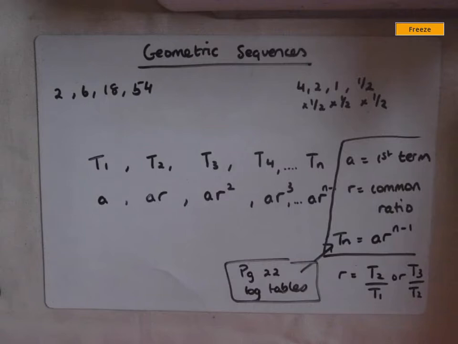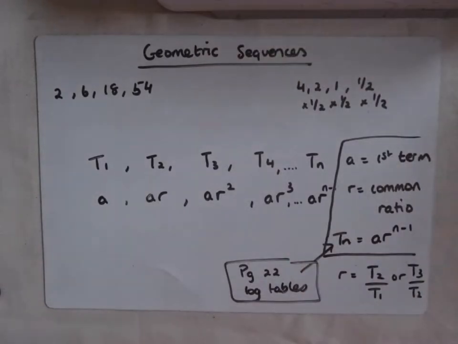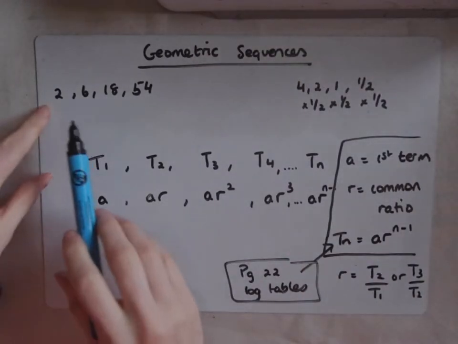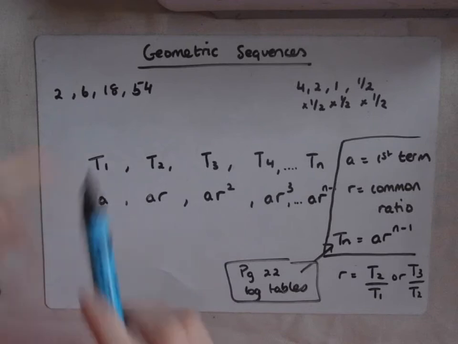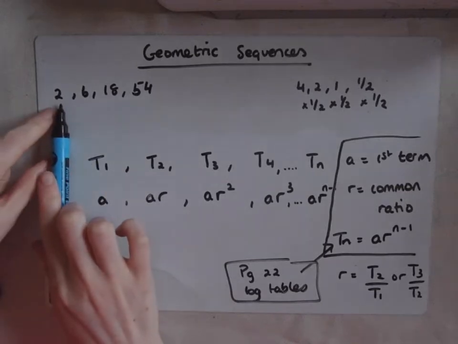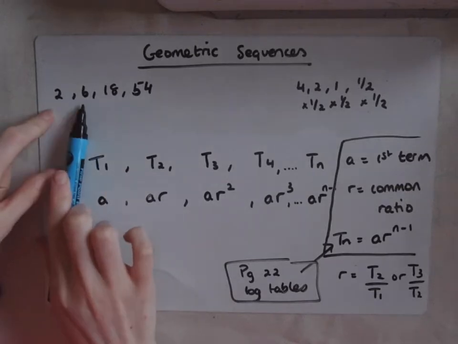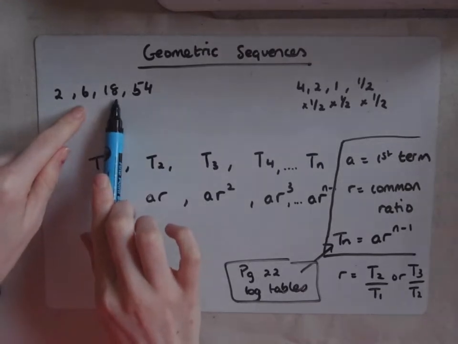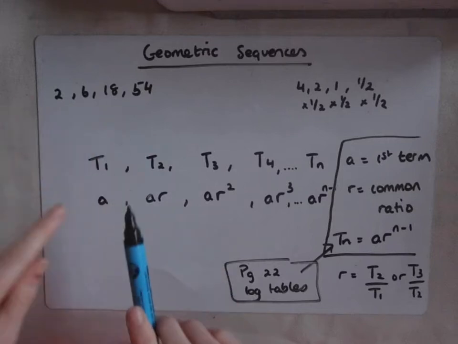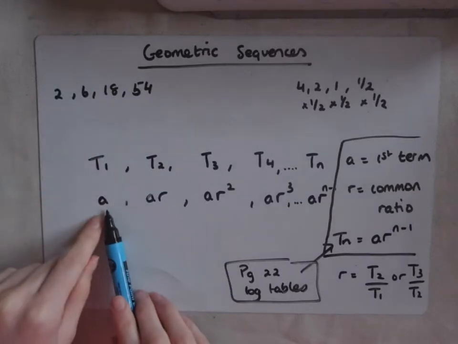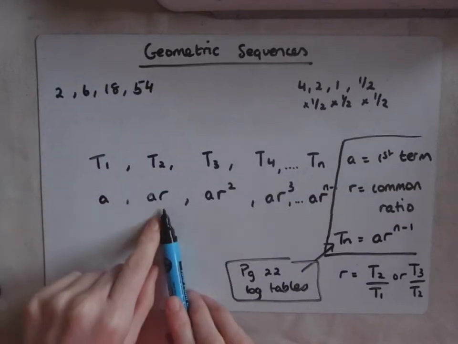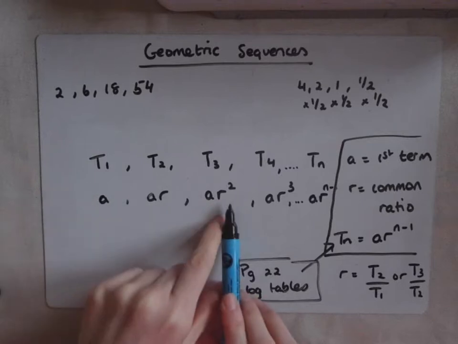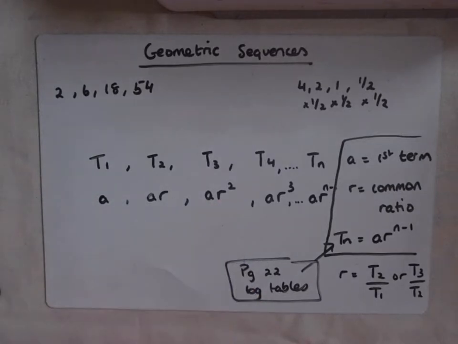Miss, how do you know that T2 is a r? Because what's happening each time is I'm multiplying the first term by something. So what did I have to multiply 2 by to get 6? 3. And what did I have to multiply 6 by to get 18? 3. Okay. So in this case, 3, yeah, I multiply it by whatever the ratio is. So I multiply it by r. Then the next time I multiply it by r again. Okay? Okay, thank you.